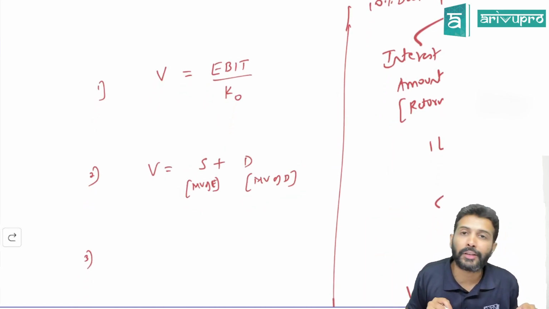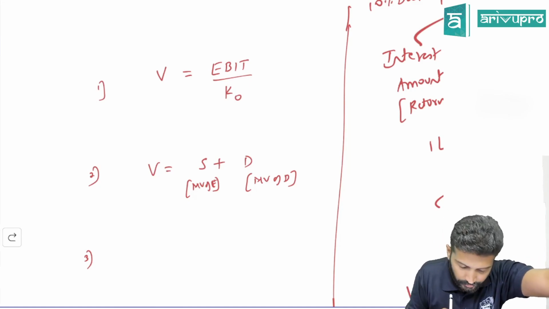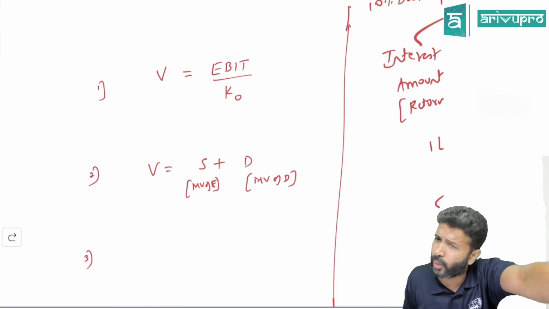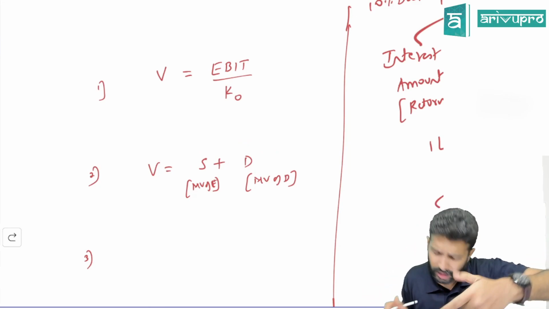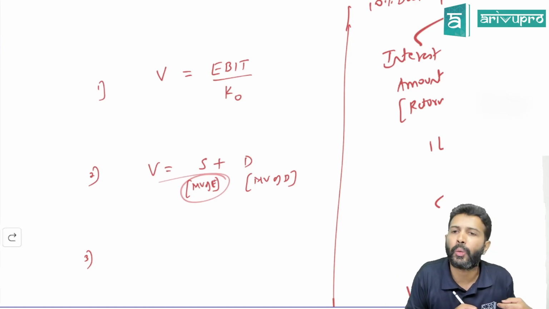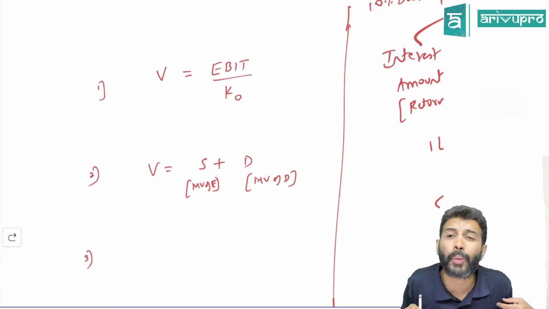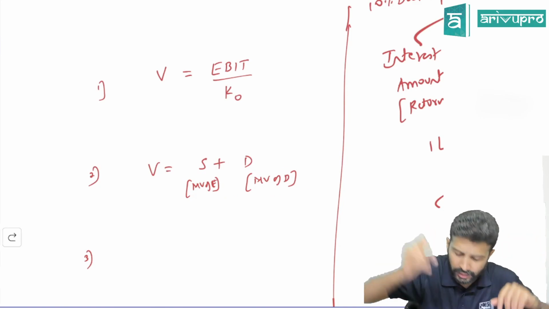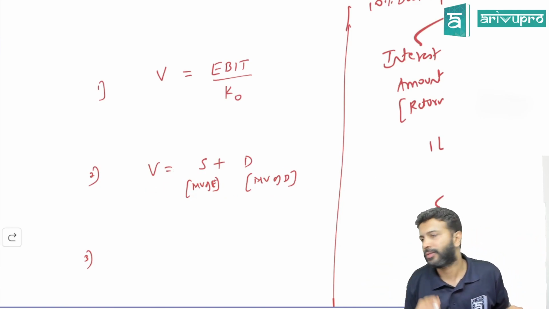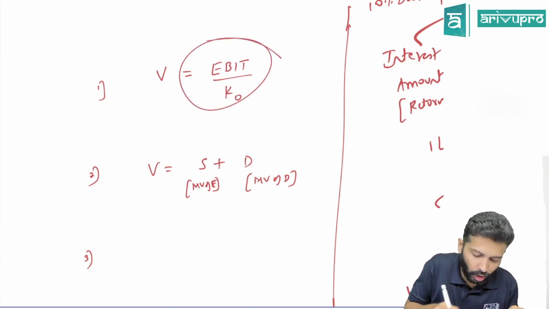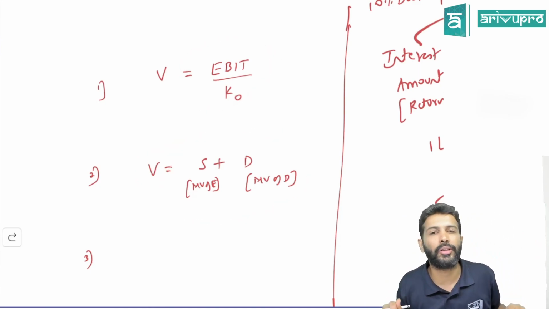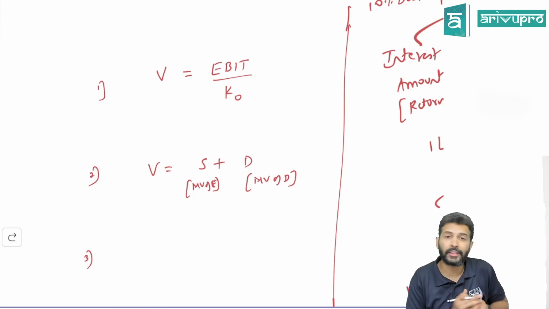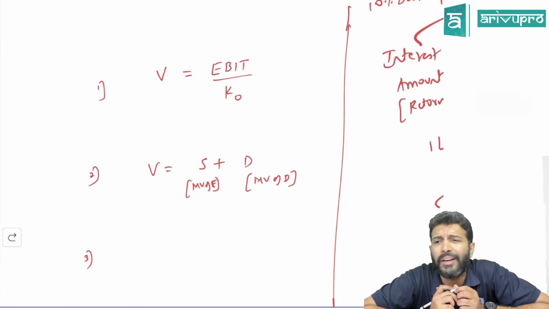You can also find out value of the firm by adding two things. What are those? S plus D. Generally, you'll raise the finance either by giving equity shares or by giving debt. So if you take market value of equity and add market value of debt, you'll get the total market value of the finance taken. That only we call as value of the firm. Either you'll use this formula or that formula, depending on the question's data. These are the two formulas. Have you got what I have said?